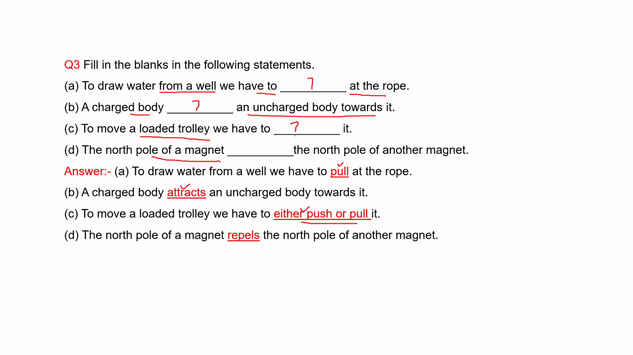The north pole of a magnet, again blank, the north pole of another magnet. That is, this is north and this is also north. Same poles are there. Then what will come here? That is, it repels. The north pole of a magnet repels the north pole of another magnet.